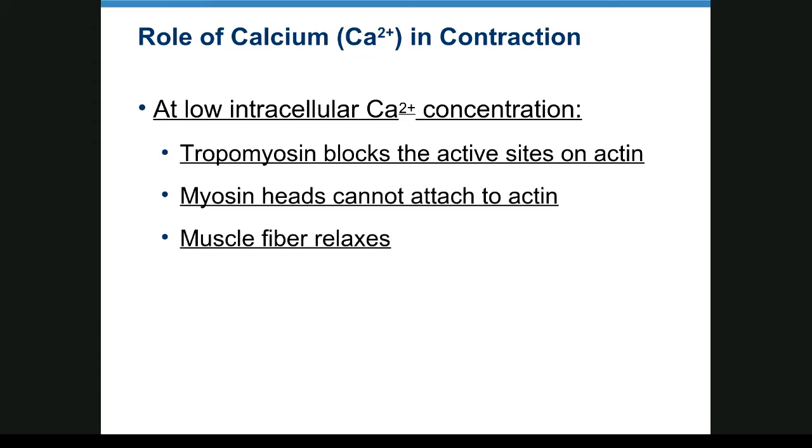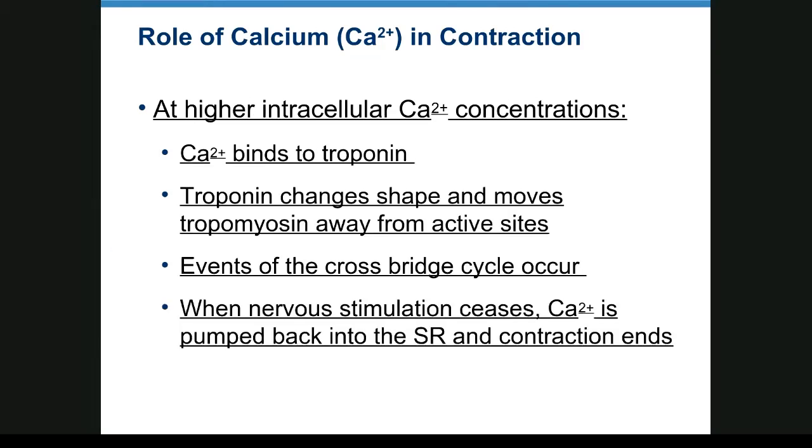So low intracellular calcium, tropomyosin blocks the active sites. Myosin heads cannot cross bridge, and the muscle fiber relaxes. At higher calcium concentration, calcium binds to troponin. Troponin changes in shape, pulls tropomyosin out of the way. You do get a cross bridging, and when nervous stimulation ceases, calcium is pumped back into the sarcoplasmic reticulum, thus ending contraction.